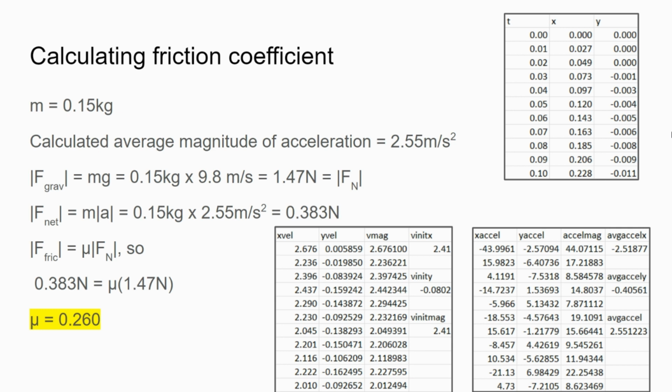The friction coefficient of the object was found by using the recorded data to calculate the average magnitude of acceleration for the object. Next, the normal force was found. Since the ground was flat, the normal force had to have the same magnitude as the force of gravity. Then, the net force acting on the object was found by multiplying the average acceleration found earlier by the mass of the object. Finally, setting the magnitude of the net force equal to the friction coefficient times the magnitude of the normal force, the friction coefficient was calculated. It was found to be 0.260.